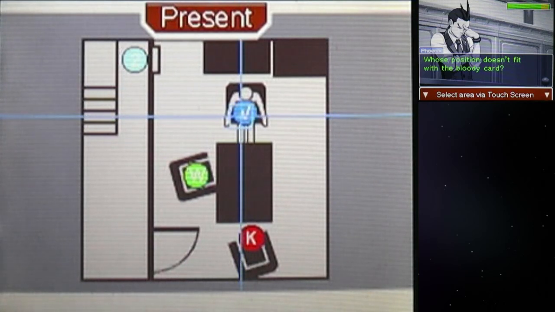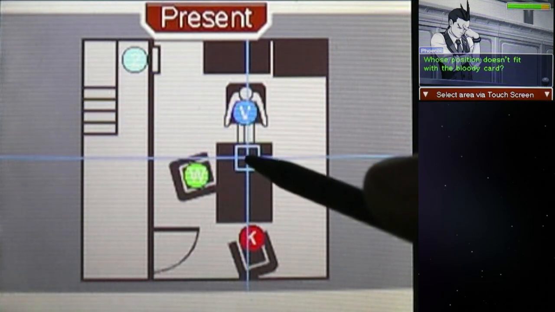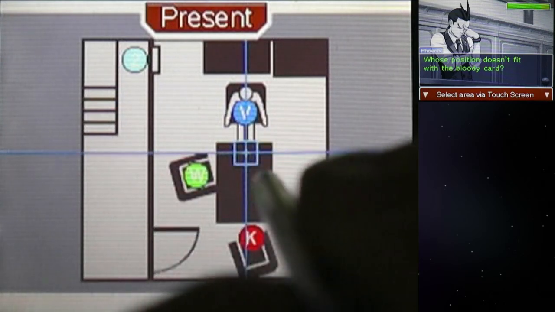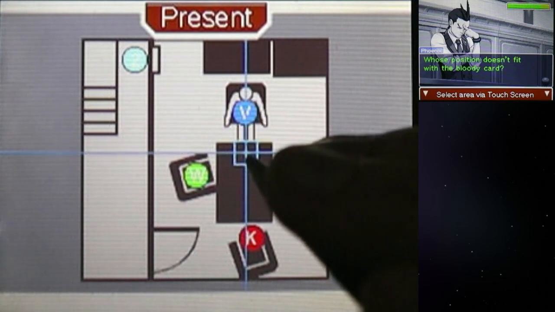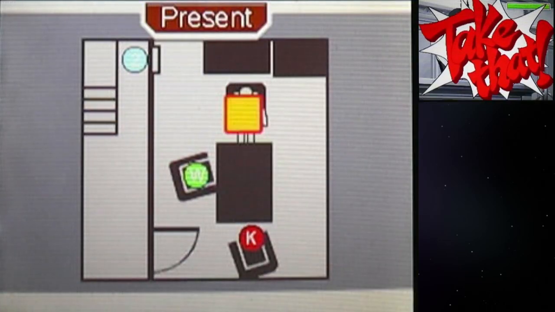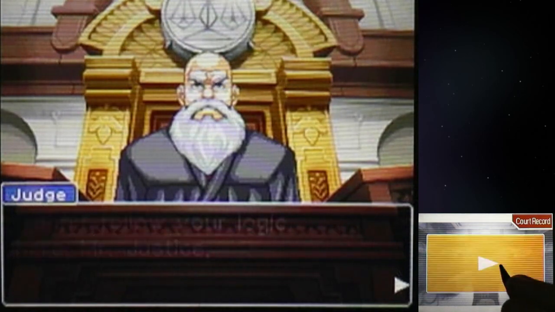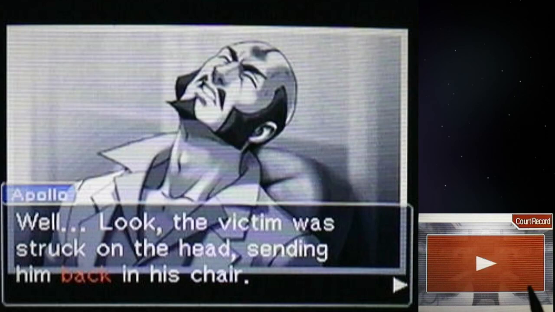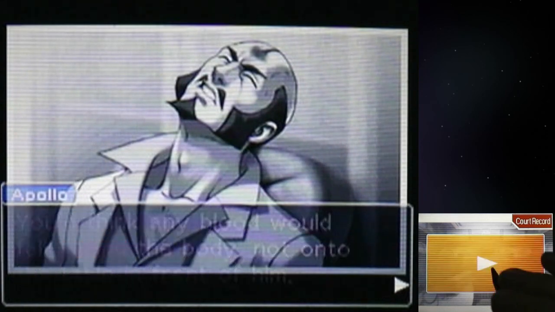Well, I guess he was slumped back in his chair. He was slumped back like that. The card was all the way over here, laying face down, meaning that he would have needed to bleed here from over here. So I'm gonna say victim. Well, isn't the victim's position the problem? I don't follow your logic, Mr. Justice. Well, look, the victim was struck on the head, sending him back in his chair. You'd think any blood would fall behind the body, not onto the table in front of him.